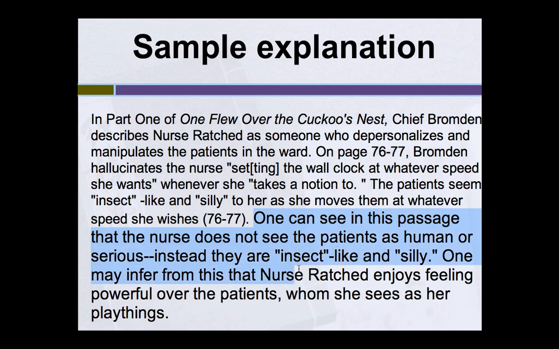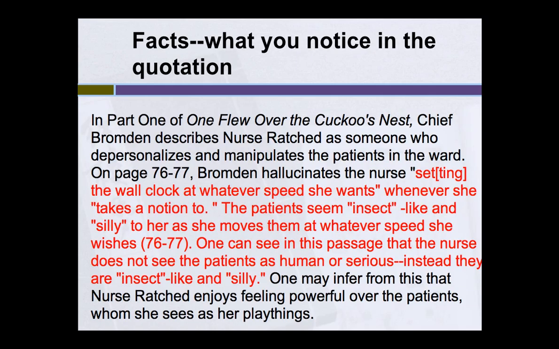One can see in this passage that the nurse does not see the patients as human or serious. Instead, they're insect-like, silly. One may infer from this that Nurse Ratched enjoys feeling powerful, and sees them as her playthings. And the facts there are highlighted here for you. This is what leads us to the inference. And we have the specific quotations. These are quoted specifically. And this is what we call requoting when we pull out specific words.